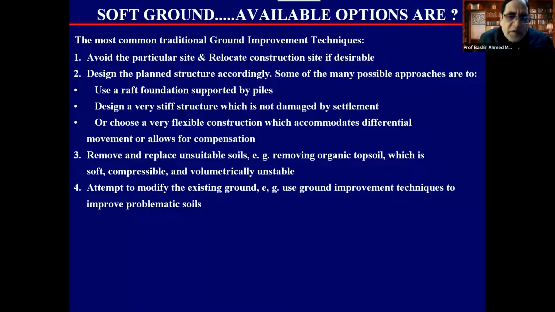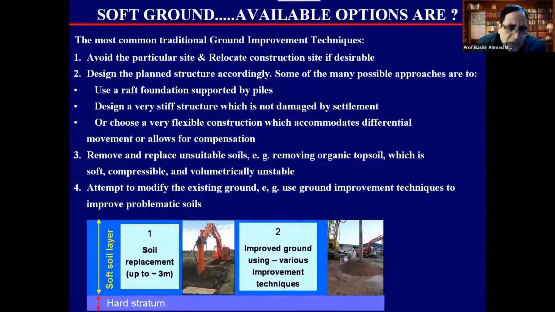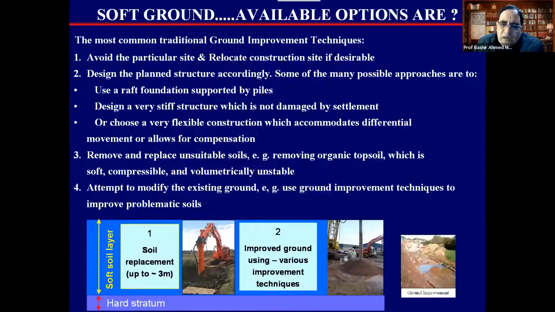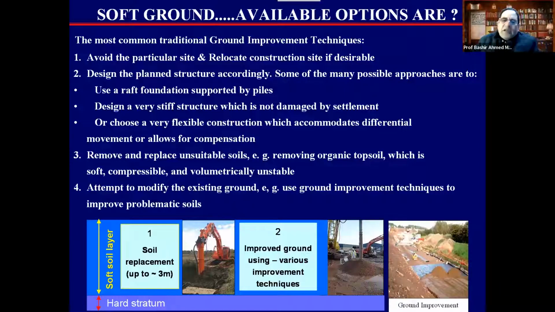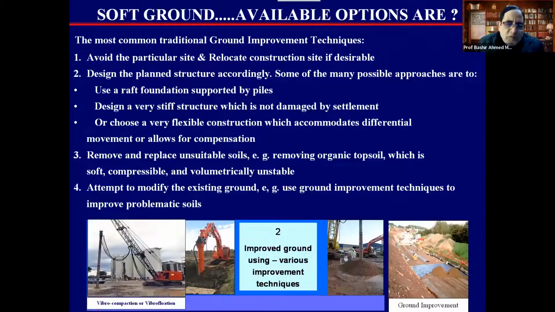Or we can remove it if it is at a shallow depth, and we can replace the unstable soil with a good material, if it is locally available and within the project cost. Or we can attempt to modify the existing ground, that is, by applying a ground improvement technique which is the most suitable one. So if it is a very shallow depth, we can remove it, go to the hard strata, and fill it back, or we can go for stabilization techniques. We'll see what the most important techniques are.